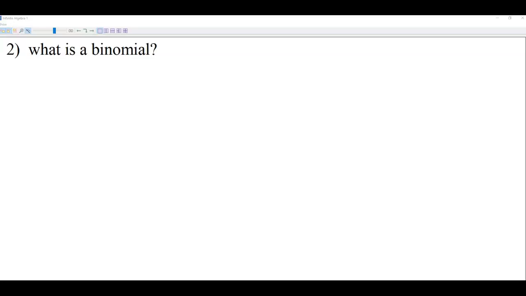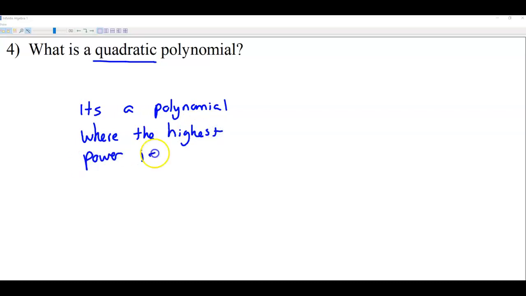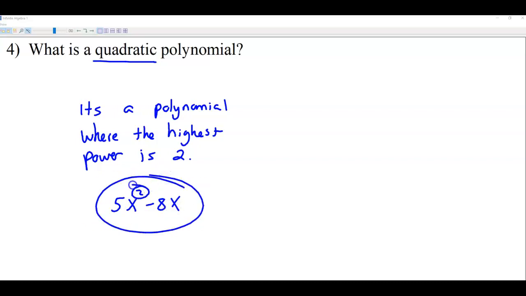All right, let's go ahead and take a look at number 4. What is a quadratic polynomial? So quadratic means that we have a polynomial where the highest power is 2. So for instance, this would be a quadratic polynomial because the highest power is 2.